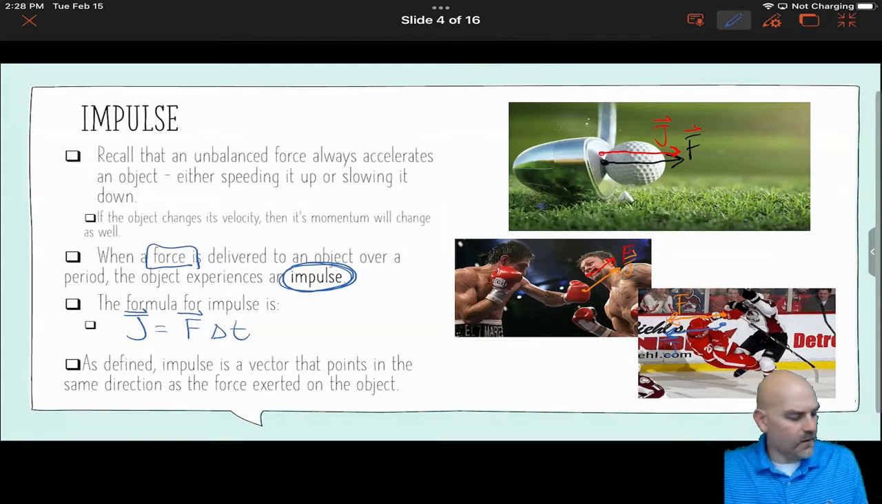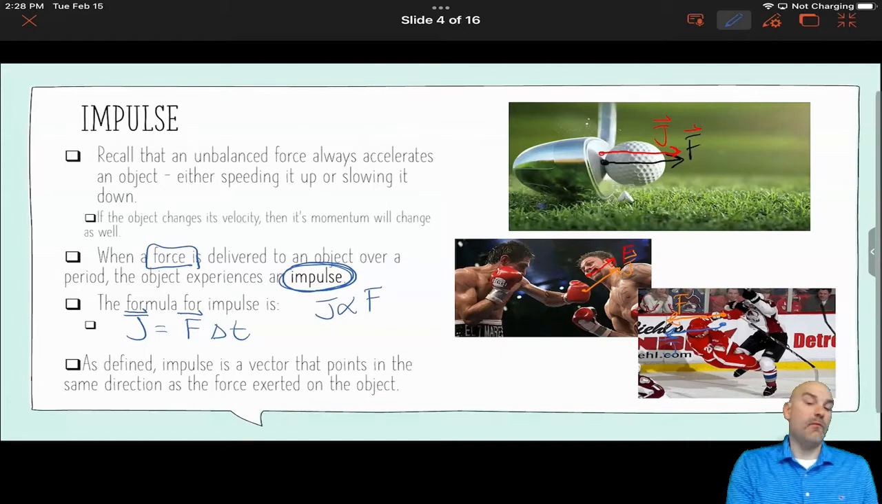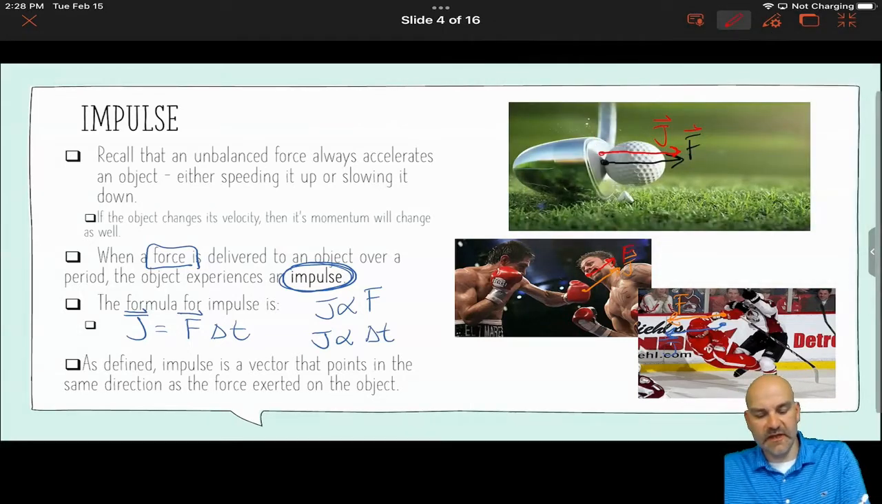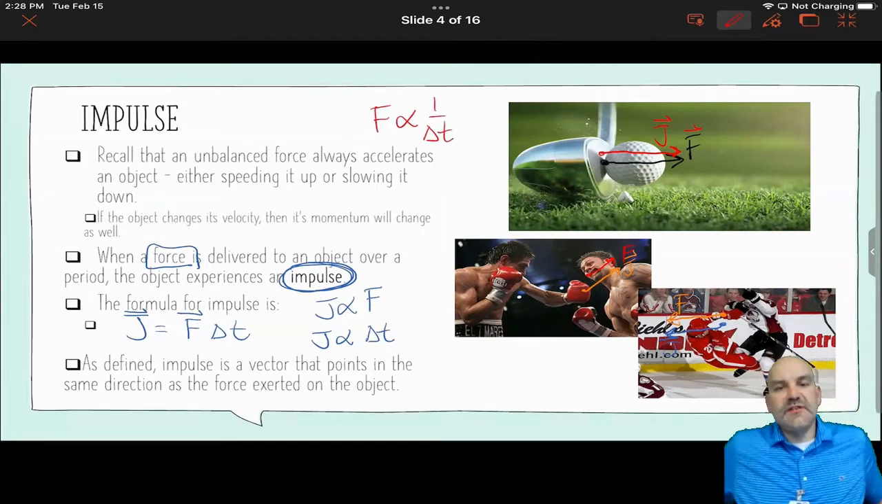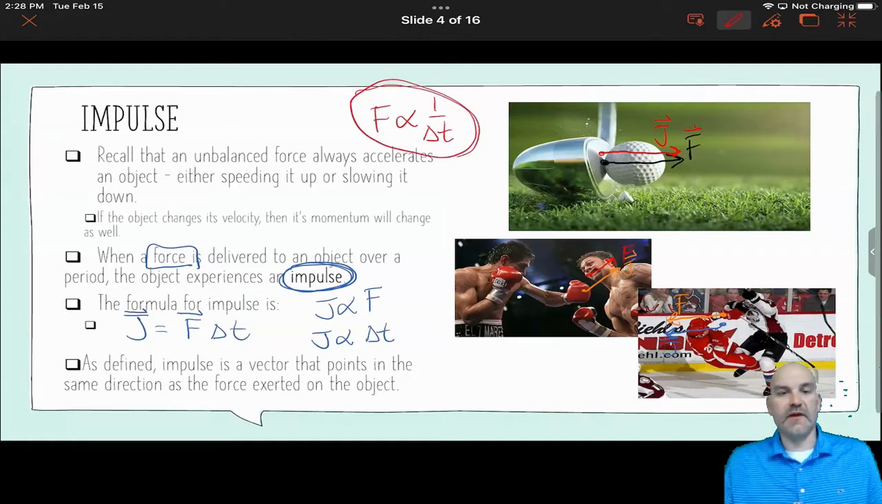If we want to look at some relationships, we know that J is directly proportional to force. So if I want more impulse, I increase the force. J is also directly proportional to time. If I want more impulse, I increase delta t. But the most important relationship you can use in this equation is that F is inversely proportional to delta t. This relationship is important because this is how we talk about car safety and helmet safety.